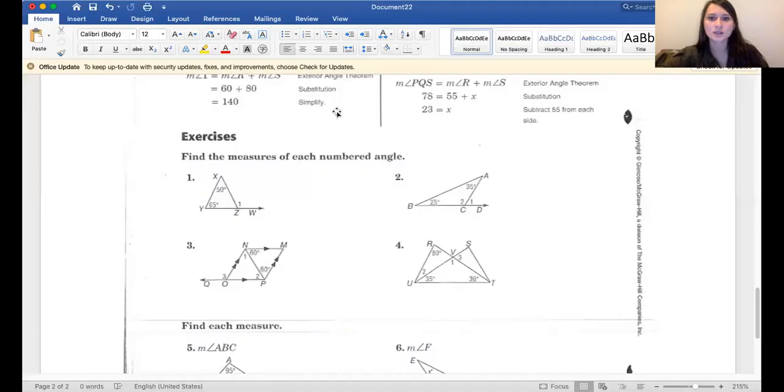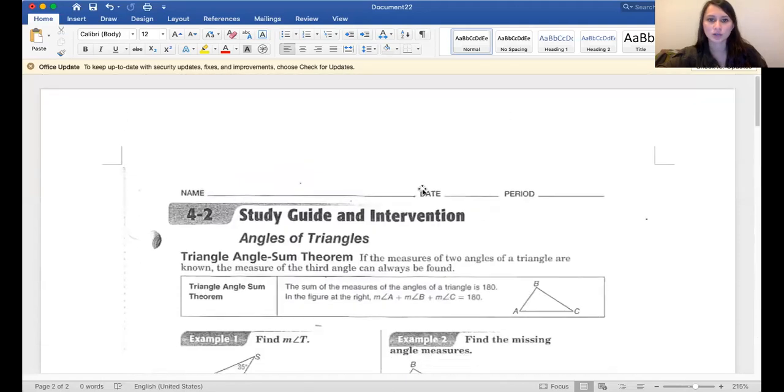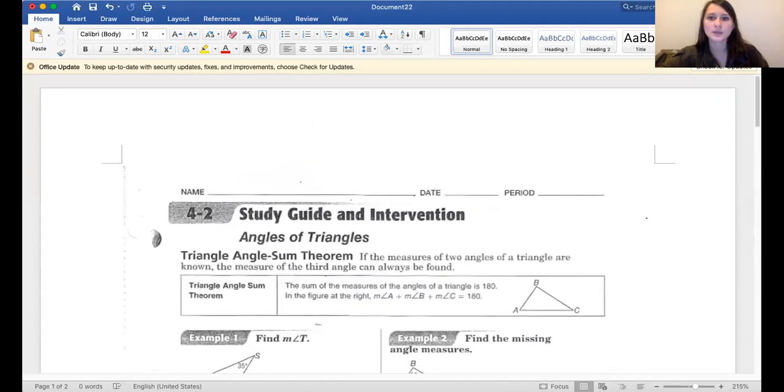Hello, this is the video for Chapter 4, Lesson 2. So with this lesson, we're continuing to look at triangles. And there's two big theorems that we're going to learn. Basically, these are special qualities, characteristics of triangles. So I would take out your notes and write this down.